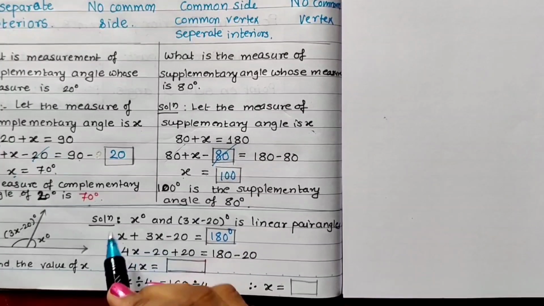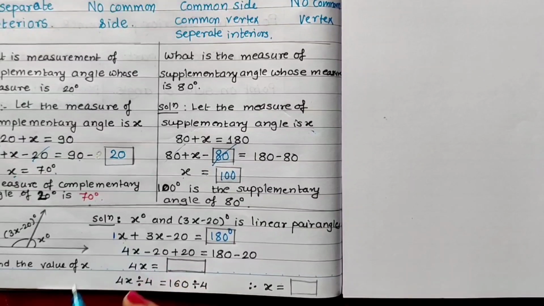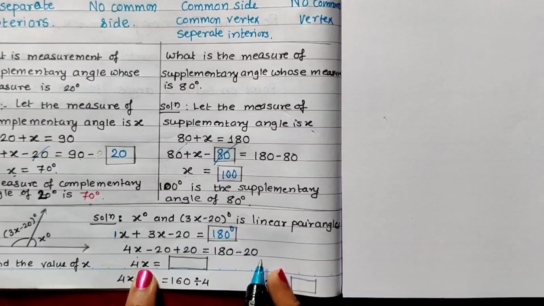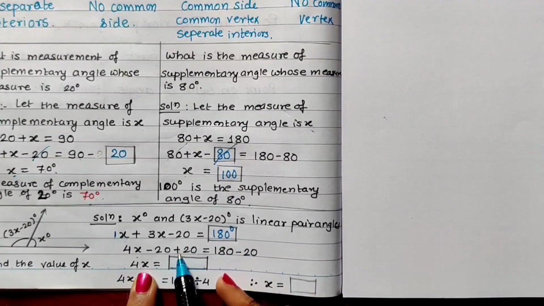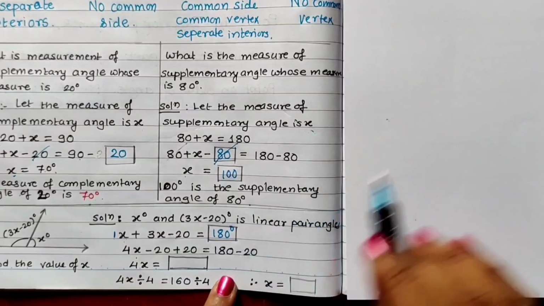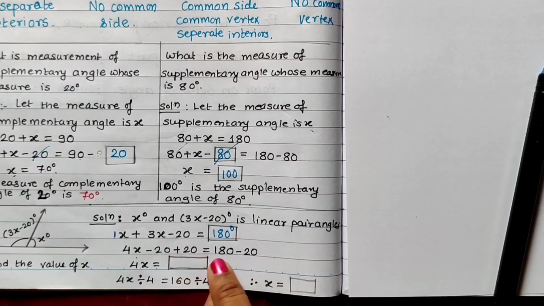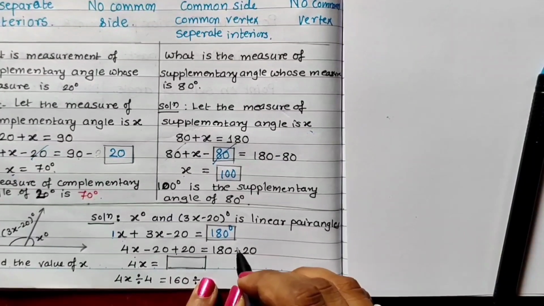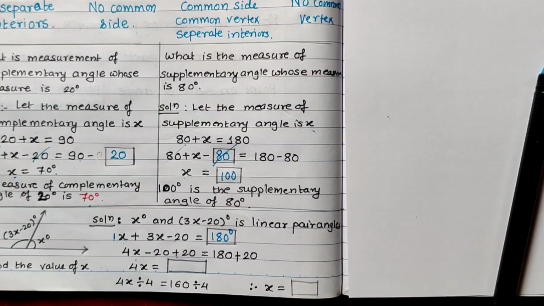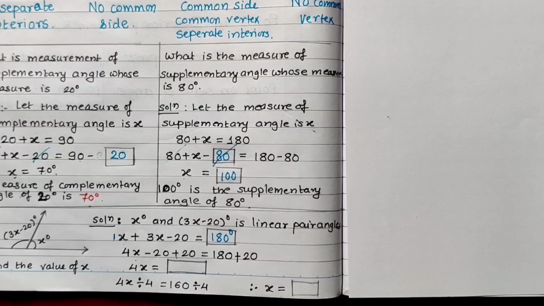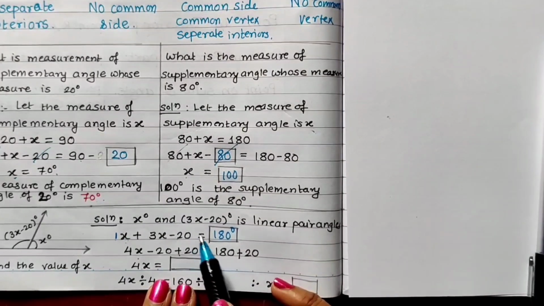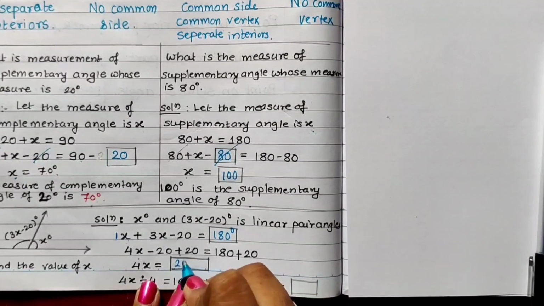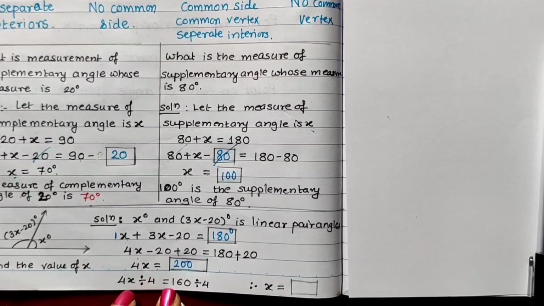Now x plus 3x. x means 1x, a single x always means 1x. So 1x plus 3x is 4x. And this minus 20 we have to transfer to the right hand side. So it becomes plus 20 on both the sides. Here we have to write plus 20, not minus 20. We have to add 20 on both the sides. So 4x minus 20 plus 20 and 180 plus 20. What is 180 plus 20? It should be 200. So here it is.